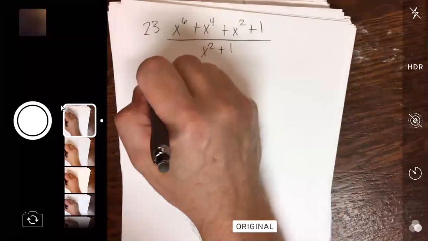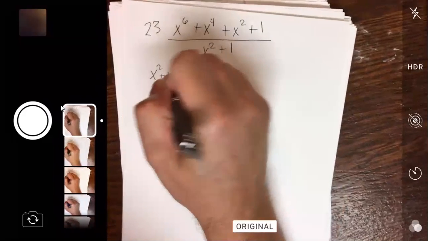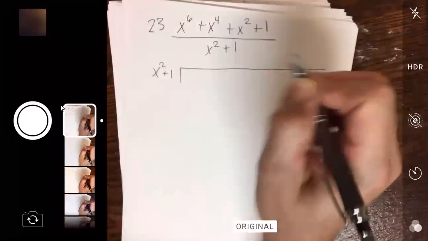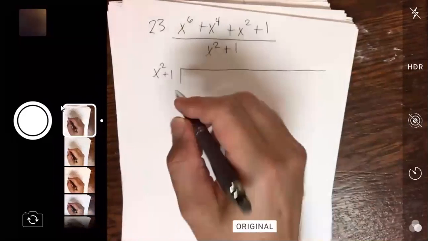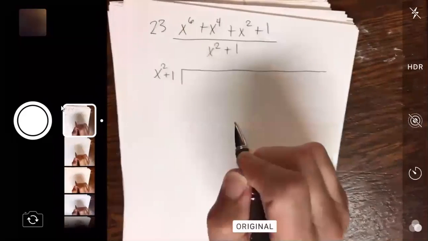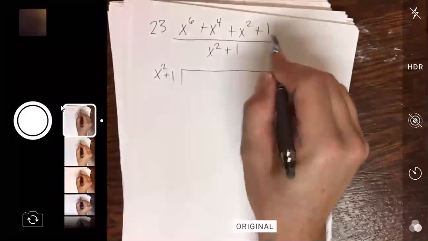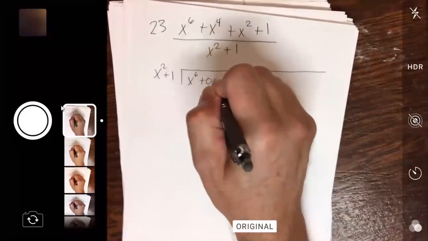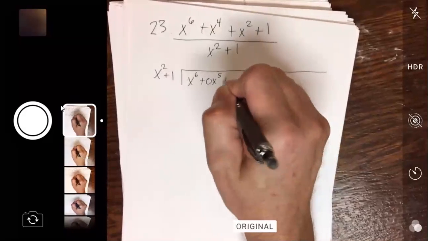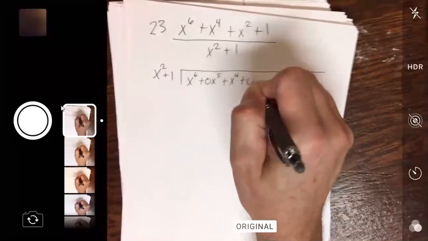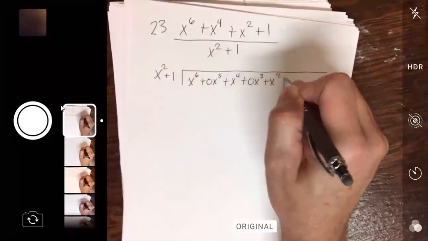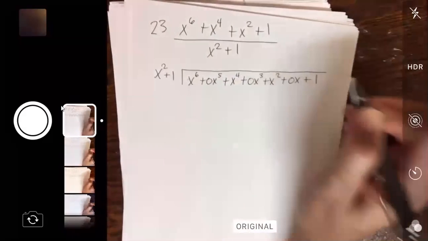So what I do is I take x squared and add 1. It's not a square root symbol. They usually use a little hook for a square root symbol, but they're using a divide symbol. And what I do is I fill in the missing pieces. So I got an x to the 6, a 0x to the 5th, an x to the 4th, a 0x cubed, an x squared, a 0x, and a 1.